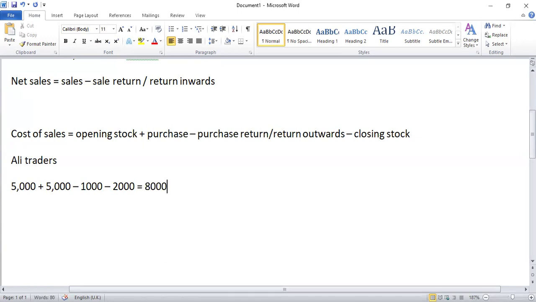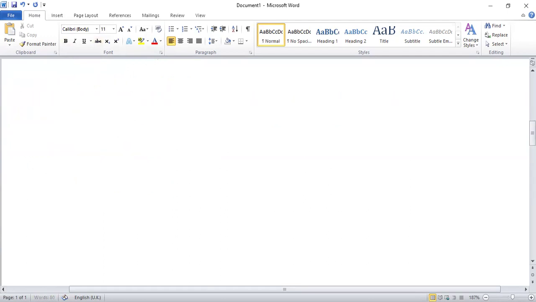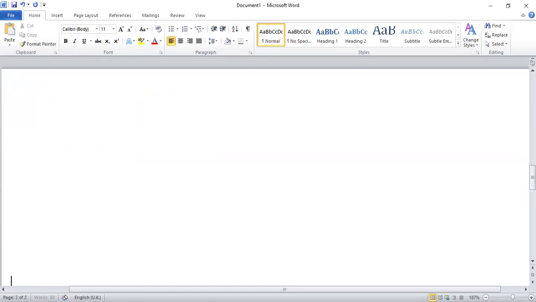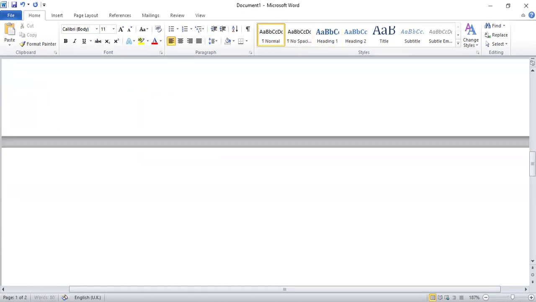Then you compare the income and the expenses. So in a nutshell, let's say I want to give a brief example here.